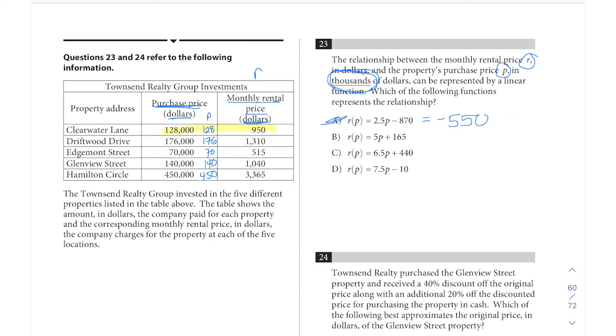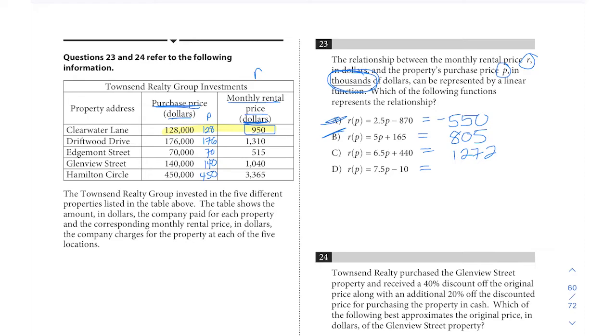All right, let's try that for B. If we do 5 times 128, we get 640 plus 165. That's 805 when we plug in a 128. Closer, but still not it. Let's try answer choice C. If we do 6.5 times 128, we get 832 plus 440 would give us 1272. It's a little too big. Remember, it's supposed to come out to 950 if it works.